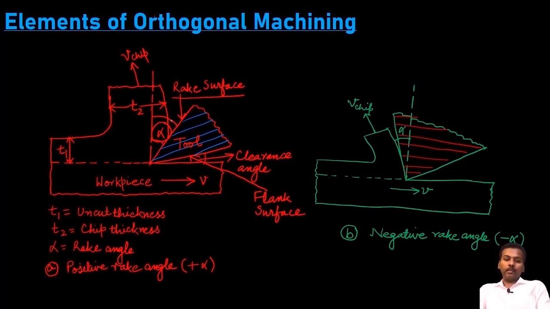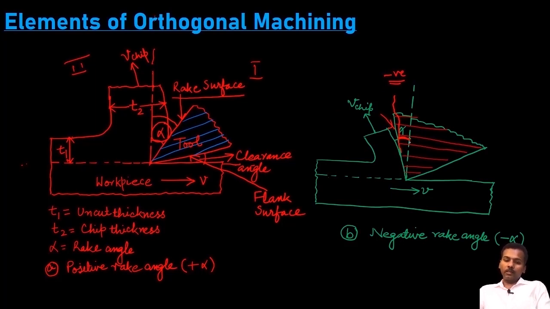Now this rake angle can be positive, as in this case. If this is the first quadrant and this is the second quadrant, when the angle lies in the first quadrant, it is a positive rake angle. Here you can see that the rake surface makes an angle in the second quadrant, and this is known as a negative rake angle.